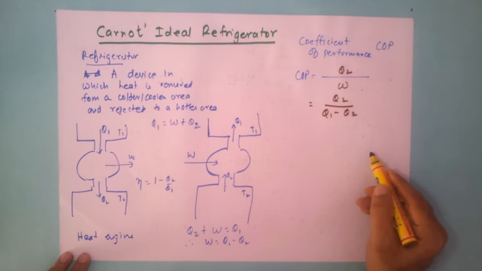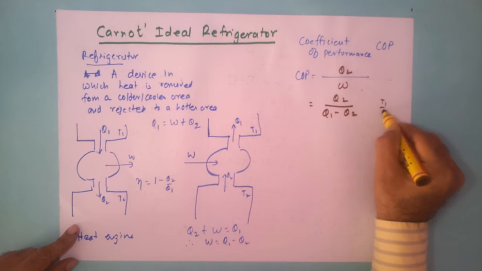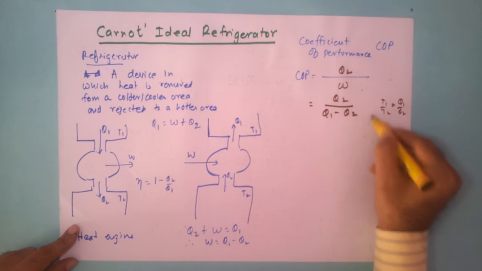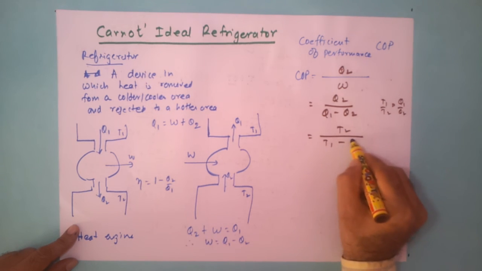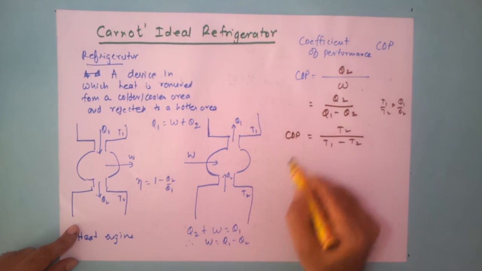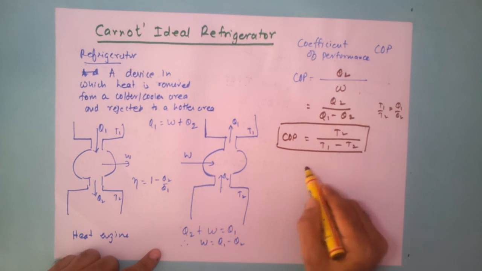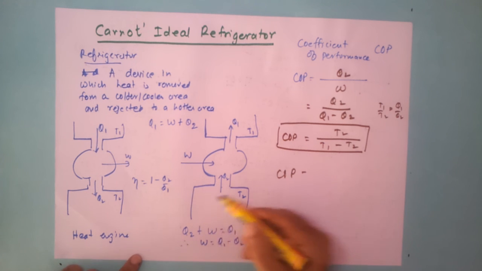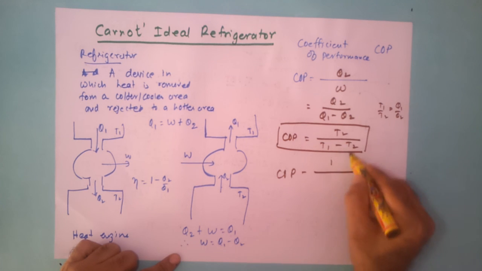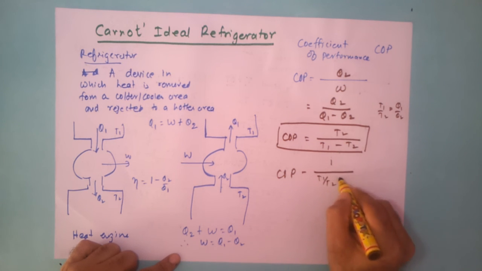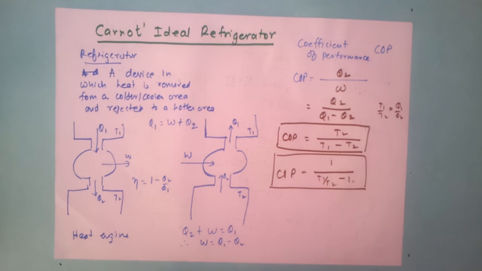And if I consider an ideal gas, I know that T1 upon T2 is equal to Q1 upon Q2 for an ideal gas. Therefore, I can substitute T2 for Q2 and T1 minus T2 for Q1 minus Q2, and this would be the coefficient of performance, T2 upon T1 minus T2. And if I want to write it in a similar format in terms of 1 minus T2 upon T1, I can write it as 1 upon T1 upon T2 minus 1, if I take T2 in the denominator. So this is the coefficient of performance of a refrigerator.